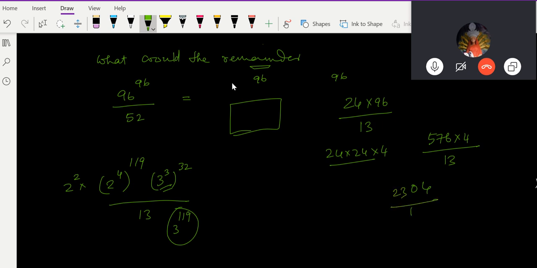23 by 13, right? So this gives what? 13 ones are 13, 13 sevens are 91, 94, right? Yes. So 7 plus 3. You're getting 3 as a remainder.